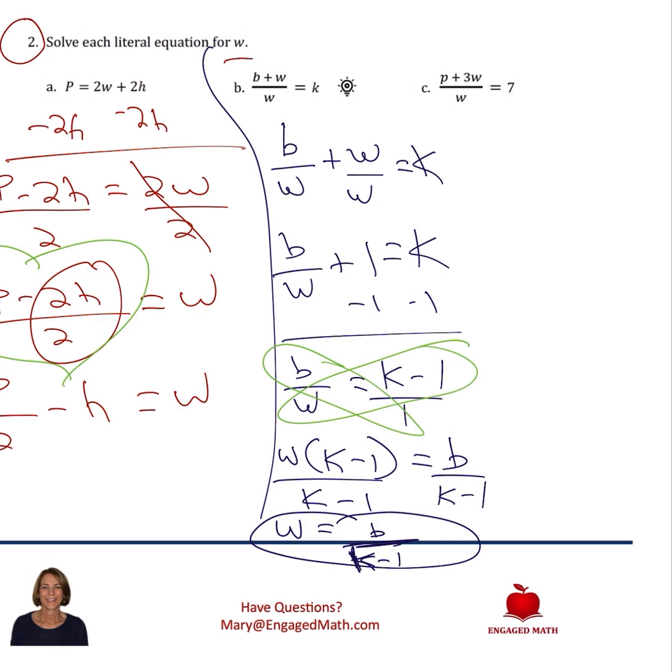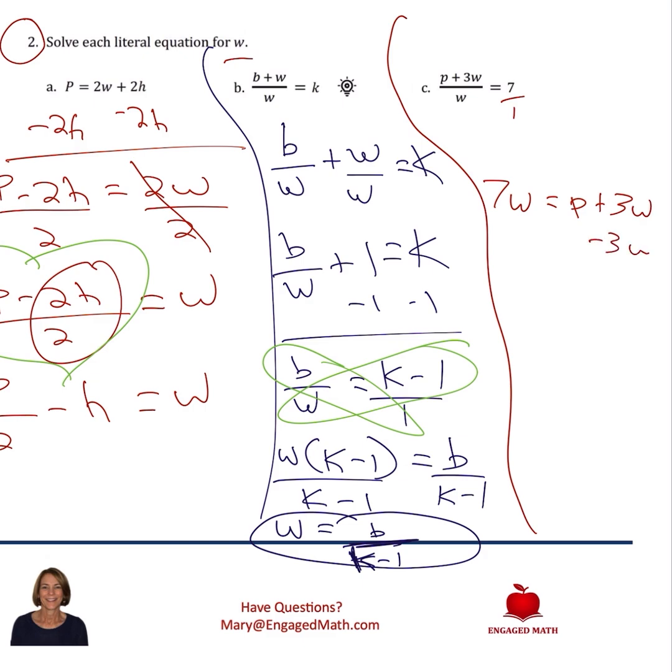Let's do another one. Let's go back to red so you can see this last one. This last one could be tougher if you don't see the first step, which I think is the best step. Let's just cross multiply. Let's put 7 over 1 and we're going to cross multiply. So we get 7W equals P plus 3W.